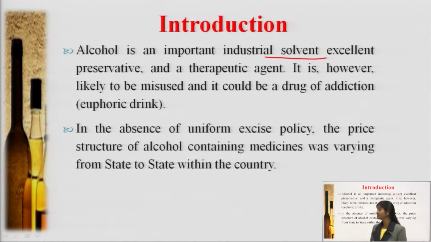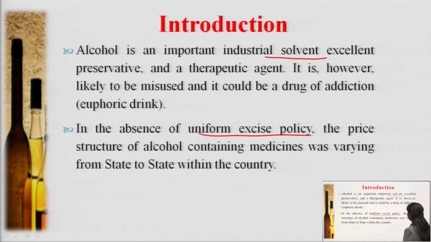Let us see the next point. In the absence of uniform excise policy, this is the main aim of the Medicinal and Toiletry Preparation Act. Uniform excise policy. Uniform means everything should be in uniformity. If we have an excise duty of about 100 rupees in Jammu and Kashmir, then it should also be 100 rupees in the other state. So, to maintain this uniformity, the Medicinal and Toiletry Preparation Act came into force in 1955.